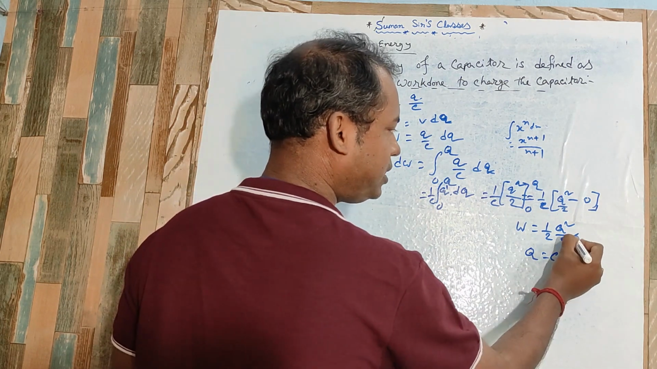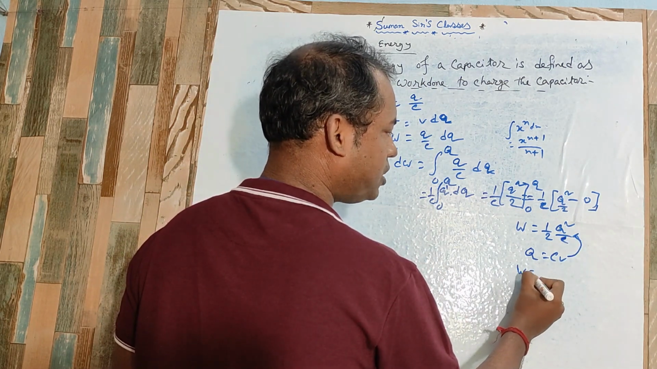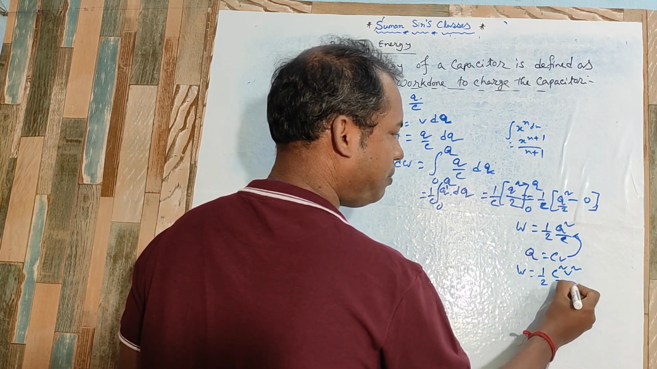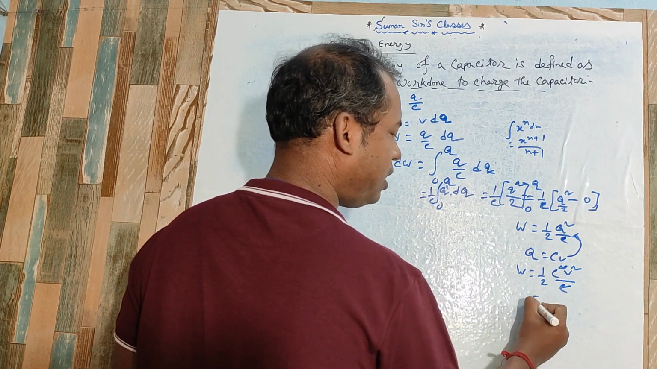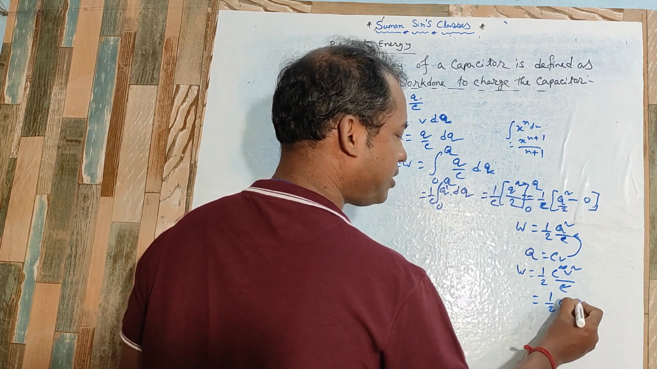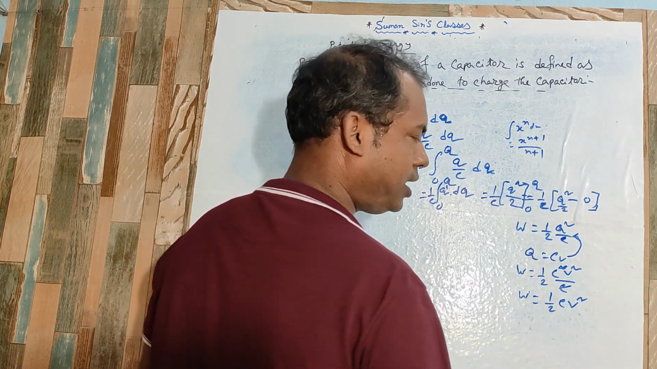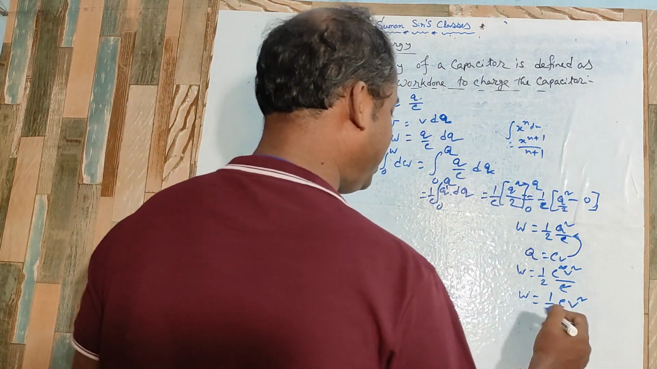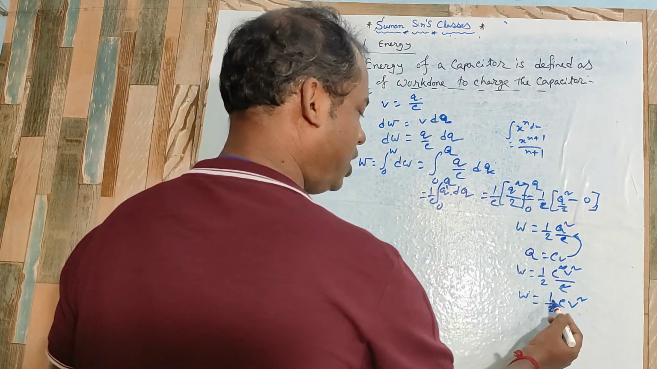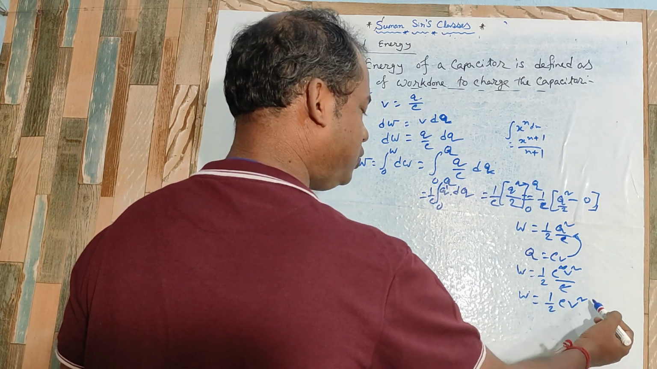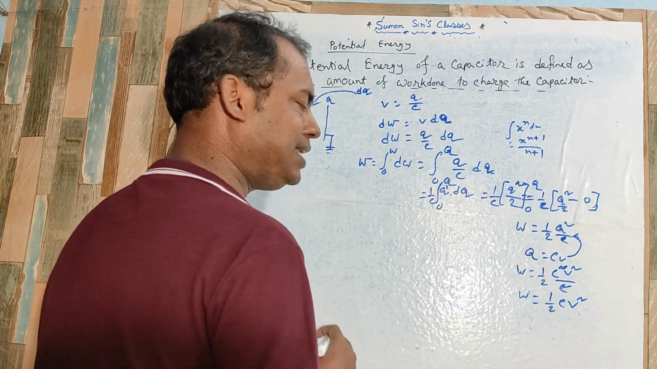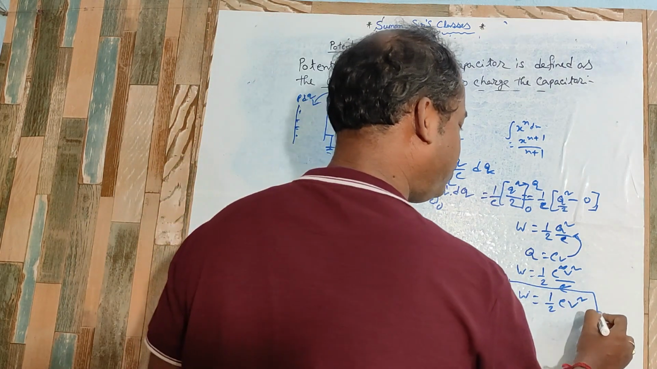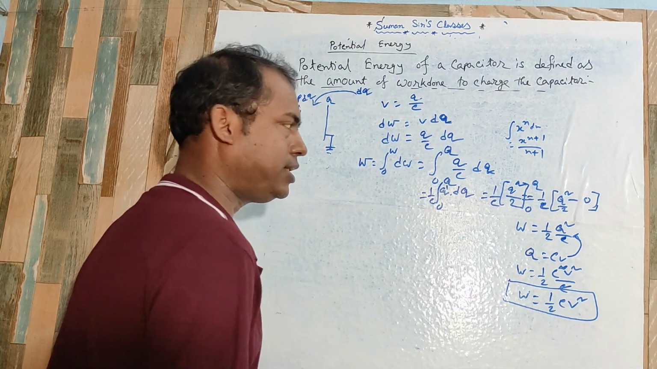So putting the value in here, W equals half into C square into V square by C. So C and C cancel out, that is equal to half CV square. This one is the total W. So when we calculate the value of W, that is W equals half into C into V square, we can easily calculate in this case. This is one form to calculate the work done or potential energy.